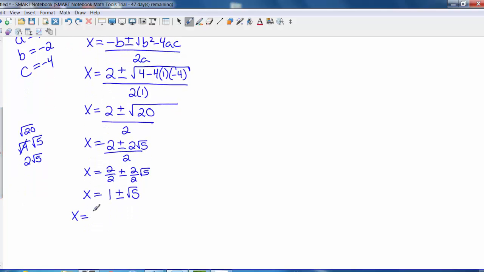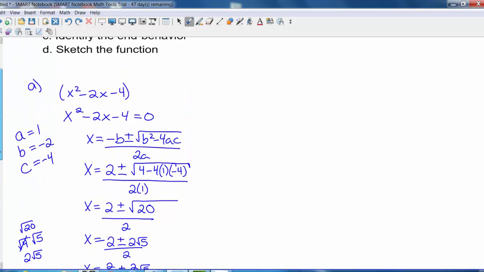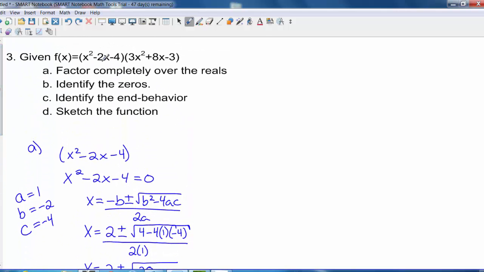We have x equals 1 plus the square root of 5, and we have x equals 1 minus the square root of 5. So in order to find my factors, remember these are my zeros, so I'm just going to do x minus this. So that would be x minus 1 plus the square root of 5. And I will do x minus this, and that would be x minus 1 minus the square root of 5. Okay, so those are my factors for this first quadratic here.